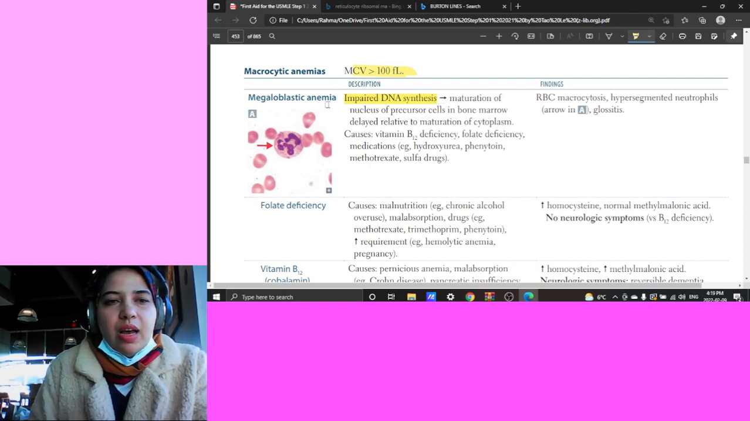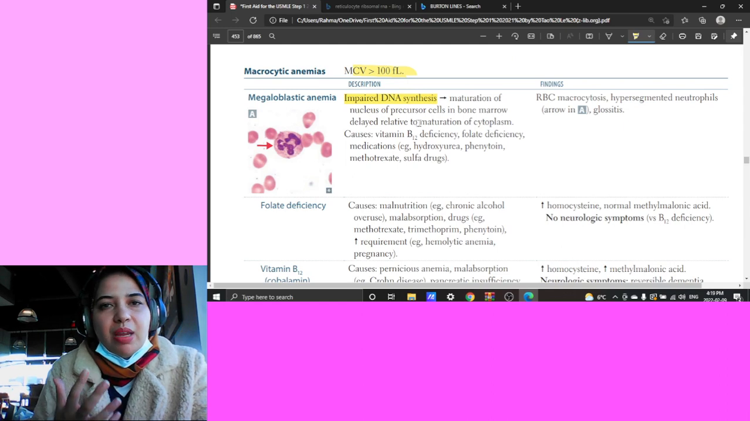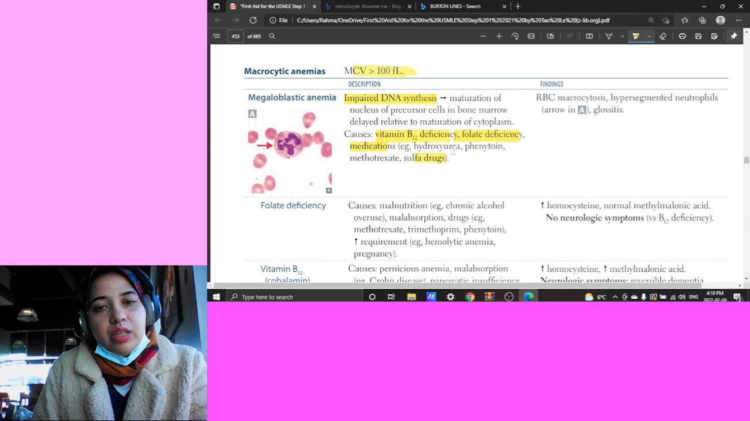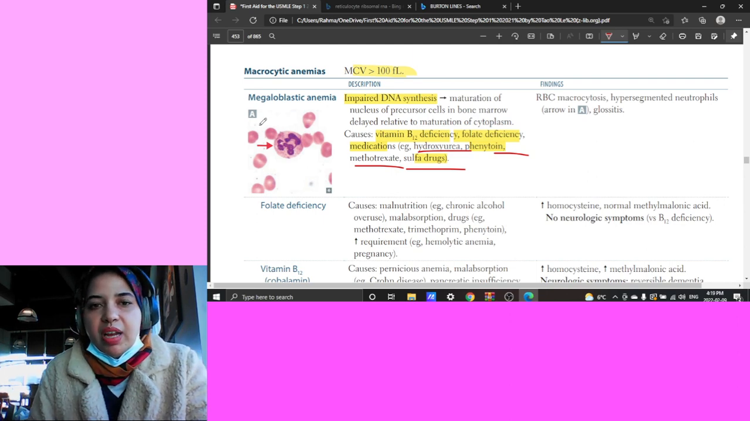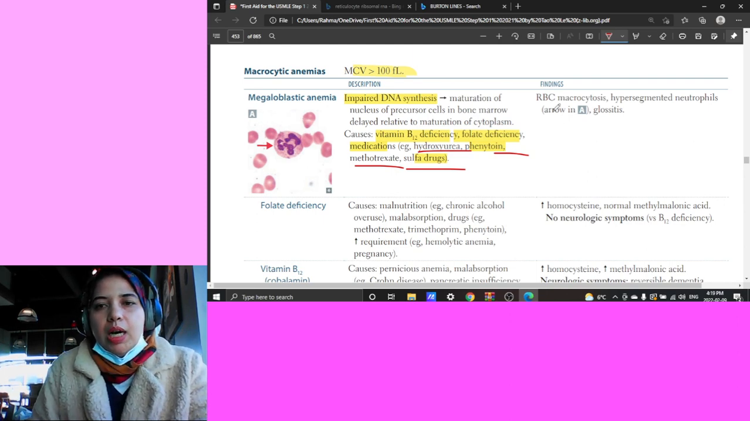So you have this megaloblastic anemia here, impaired DNA synthesis, with maturation of the nucleus, like precursors in bone marrow, delayed relative to maturation of cytoplasm. It's a very large cell. You have many, many causes. It could be due to vitamin B12 deficiency, folate deficiency, and certain medications. Important to know, hydroxyurea, phenytoin, methotrexate, and sulfa drugs can all give the presentation of megaloblastic anemia: RBC macrocytosis and hypersegmented neutrophils.